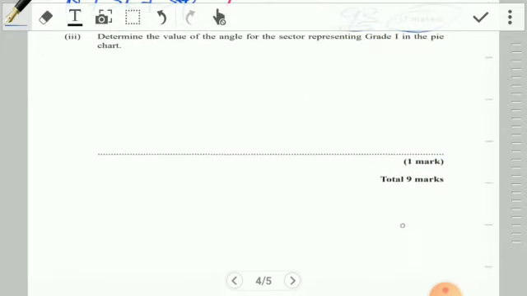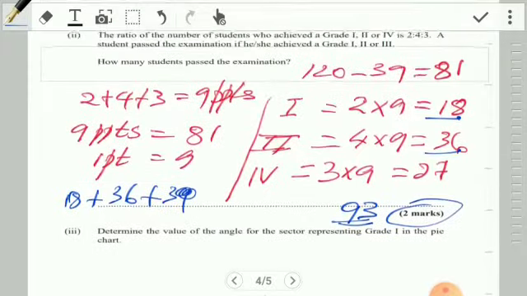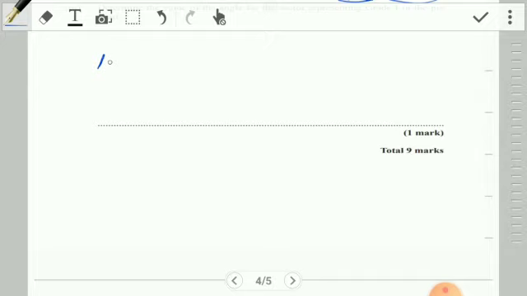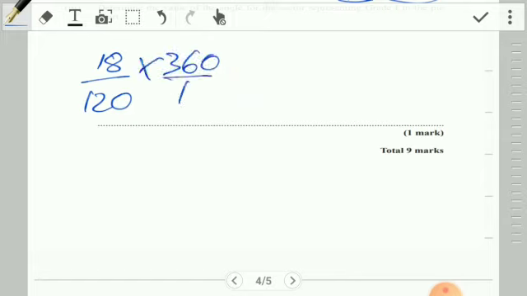All right, let's go up further. Determine the value of the angle for grade 1. For grade 1, we need to know how many students got grade 1. How many students got grade 1? 18. So we have 18 out of the total of 120 students. And to find the angle, we multiply by 360 degrees. So here it is, 18 divided by 120, multiplied by 360, and our answer is 54 degrees. So that would have been the sector angle for that.